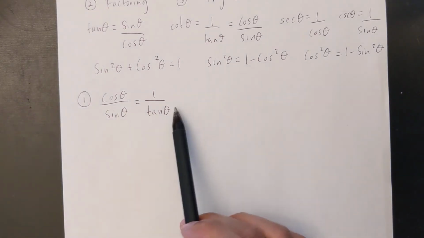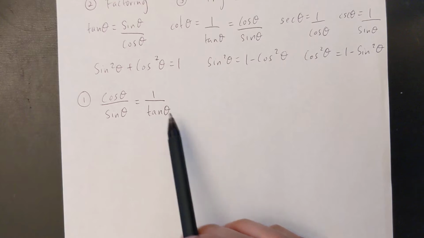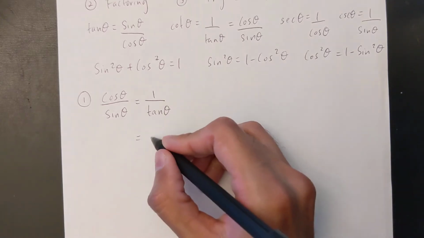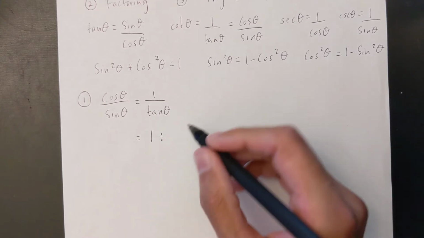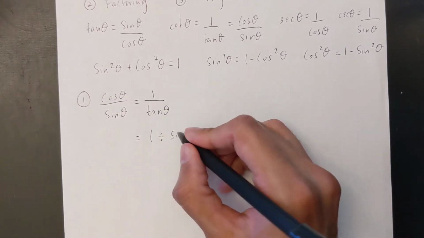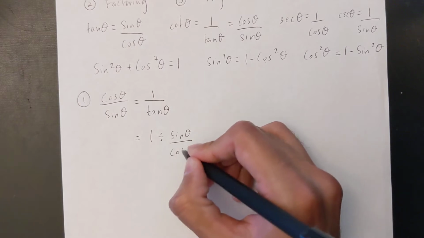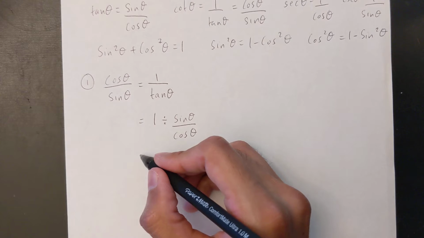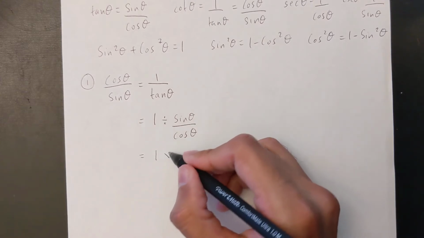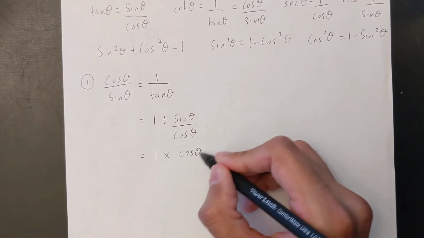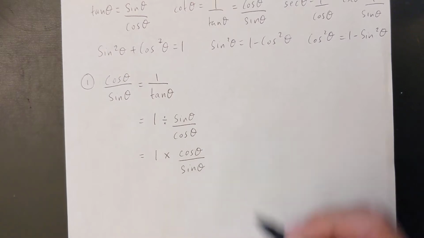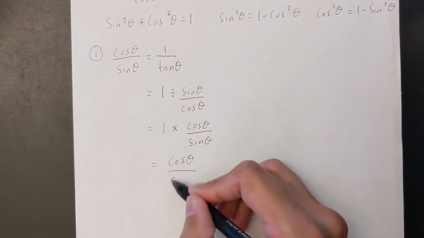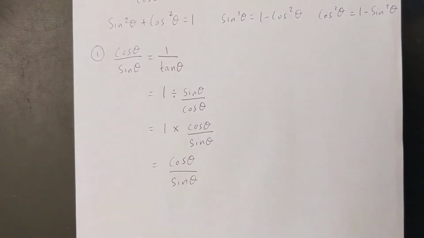Okay, so you can pick whichever side to work with. I like working with the harder side always, so I'm going to work with the right side. So I'm going to change this into 1 divided by, instead of tan theta, I'm just going to write sine theta over cos theta. I'm going to flip my fraction and get rid of the divide sign. So cos theta over sine theta. Then 1 times cos theta is just cos theta, and now my two sides are the same.